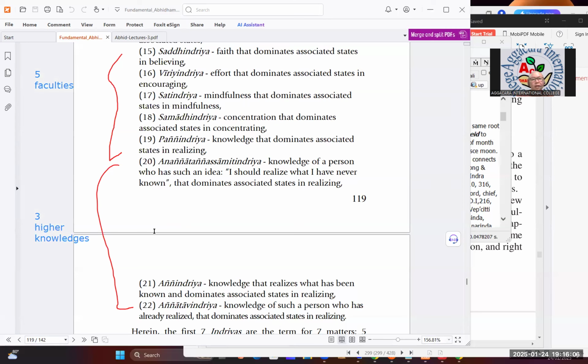So if you break like this, in total we have 22. So we divide it. We have 1, 2, 3, 4, 5. Yeah, it seems we have 5 groups here. 1, 2, 3, 4, 5, 6, 7. About 7 groups. All right. So we can divide like this. So this is actually quite easy. Sada, Viriya, Sati, Samadhi, Panya. So it's not difficult here. And this one needs some explanation. All right.